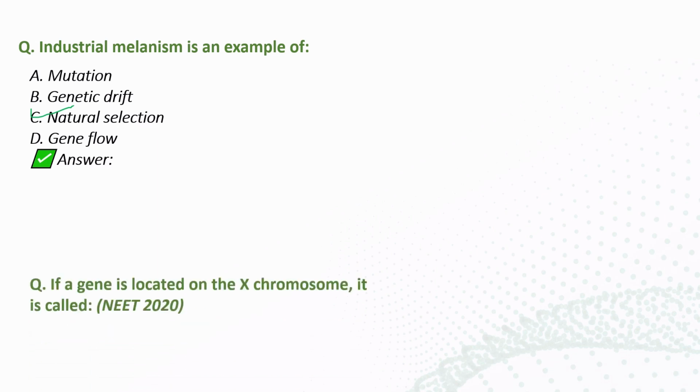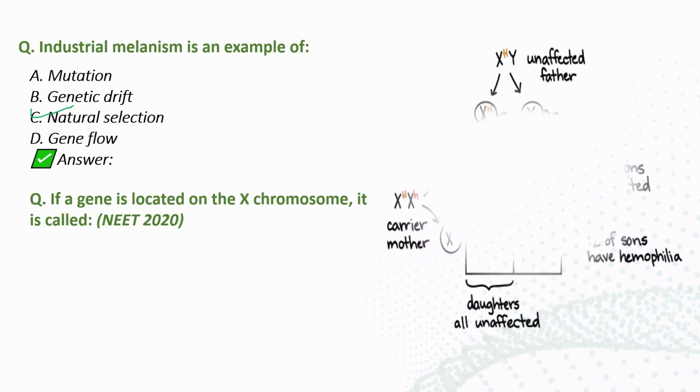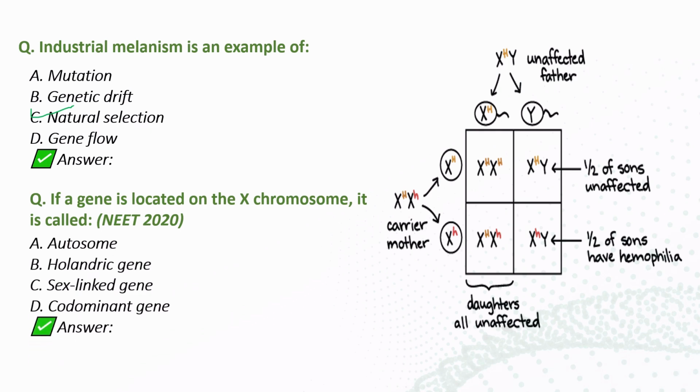Okay, if we move on to the next question, they have asked about principles of inheritance. If a gene is located on the X chromosome, it is called what? Here I have given a chart, so you can see that if a gene is located on the X chromosome, what you can say according to the laws of inheritance.